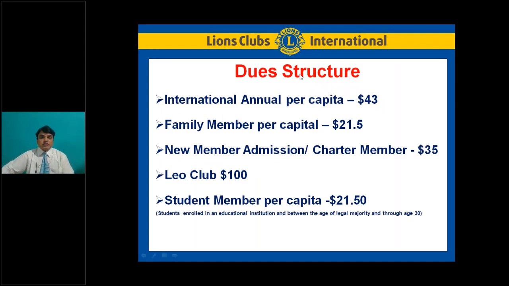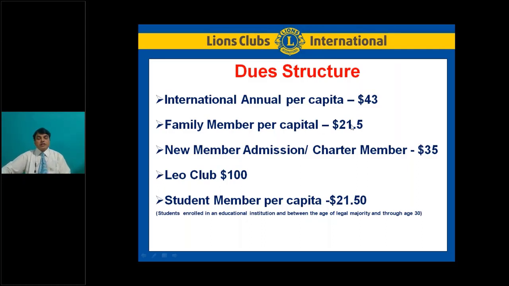We'll be discussing the dues structure. My friends, when it comes to the dues structure, per member, for the international annual per capita for a regular member, they'll be charging $43. For a family member, they'll be charging $21.5. Here, when it comes to family membership, one head of the household will be the regular member, and you can add an additional 4 members. Apart from the head of the household, you can add 4 family members. Means including the head of the household, totally it will be 5 memberships for a family unit.